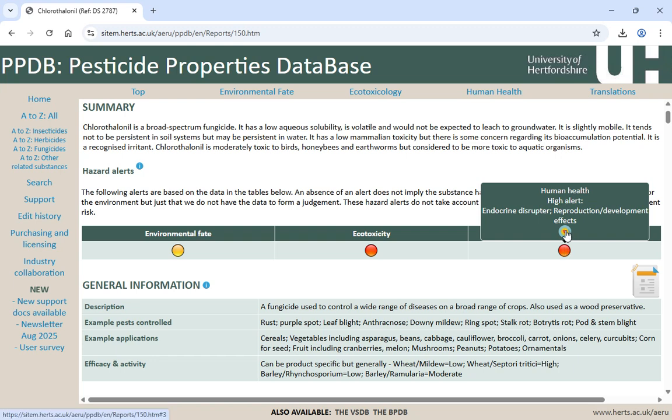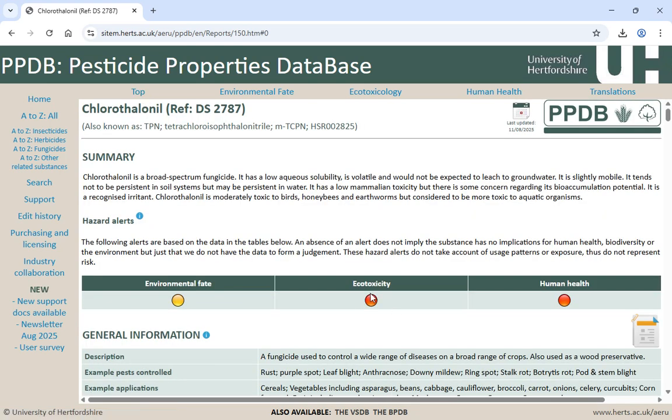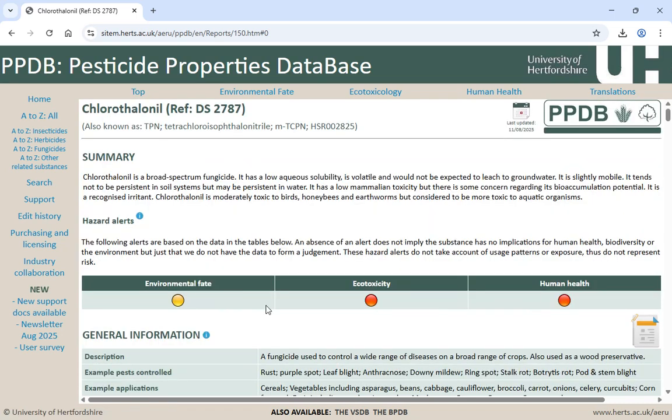And below each of these statements, you'll see this little icon here, and that will take you directly to, in this case, human health. And the others do the same here for ecotox and so on. So this is just a quick way to say, okay, if you see they're all green, then you know it's a relatively benign substance, but if there's ambers and reds, then there's particular things that are drawing your attention.